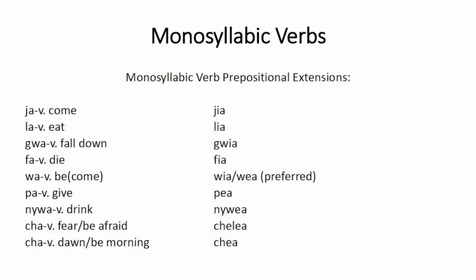Give, which is pa, becomes pea, not pia, but pea. So that's different. Drink, which is noa, becomes nwea. Fear or be afraid, which is cha, becomes chelea. And dawn, or be morning, which is also cha, becomes chea. So if you take those verbs down and keep a list of them, that's how you'll know you can put them in prepositional form.